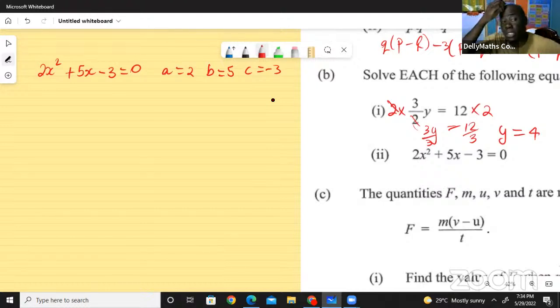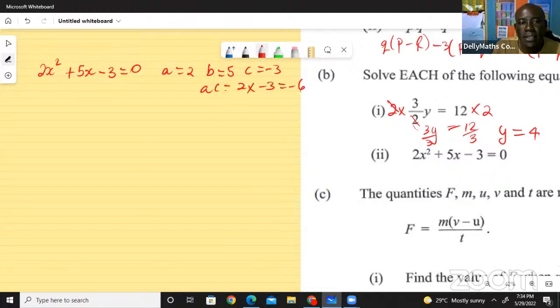In order to solve the quadratic equation, you could employ your factorization skill if it can be factorized, and it can. Or you could use the formula. I'm going to factorize it. So I'm looking at AC, and AC is 2 times -3. It's -6. My factor pairs are 2 and 3, and 1 and 6. Both of them could give me a 5.